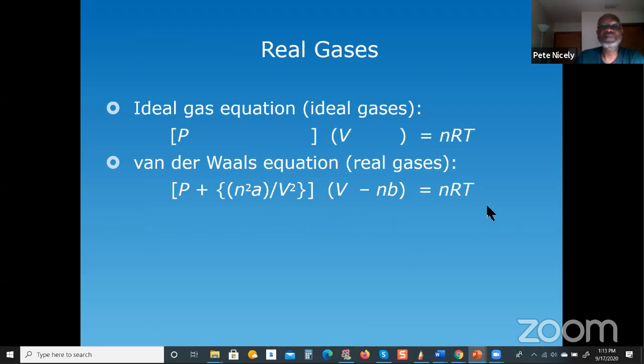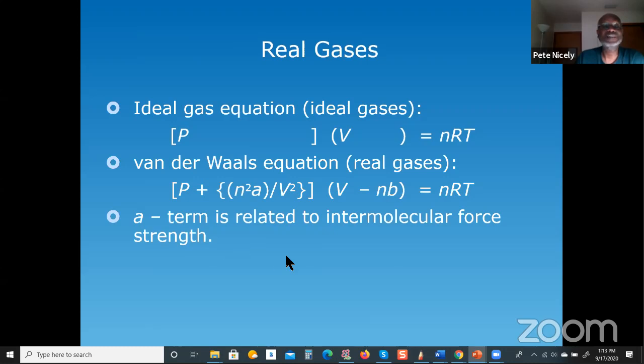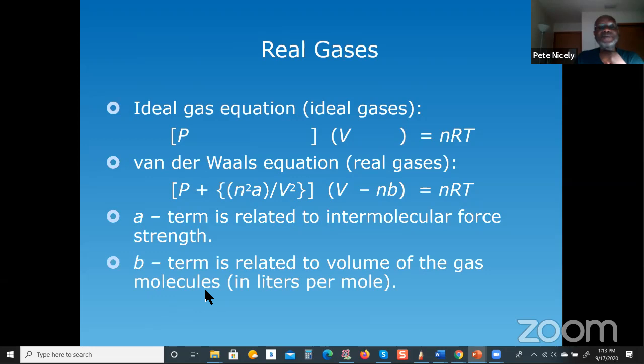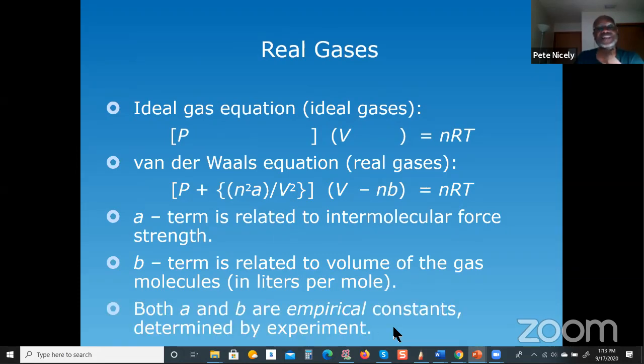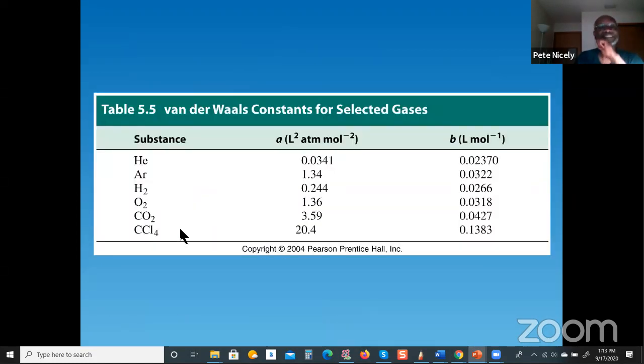Now, these modifications include certain constants. You have a, which is indicated here, which is related to the intermolecular force strength. And then you have b, which is related to the volume of the gas molecules, which is placed right here. The terms a and b are based on experimental constants, which are unique for different gases. And just to give you an idea of what we're talking about, these are a sample of gases and their a values and their b values.